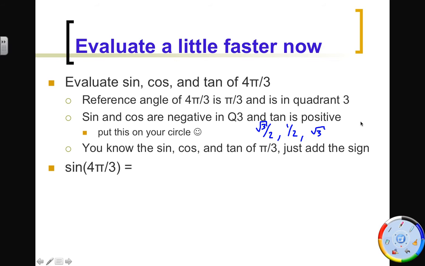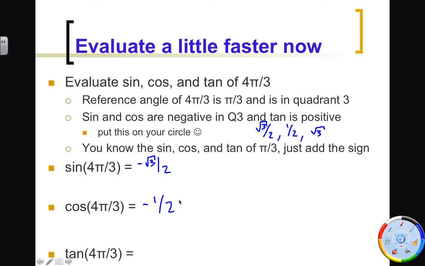All right, so that means sine of 4 pi thirds is in quadrant 3, and therefore it's negative root 3 over 2. Cosine is negative 1/2. And tangent is positive root 3.